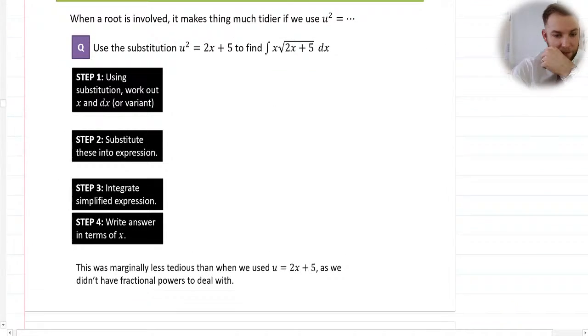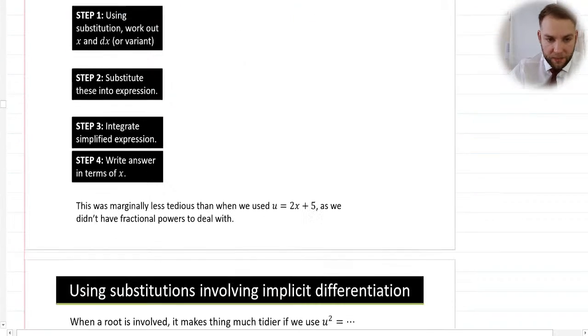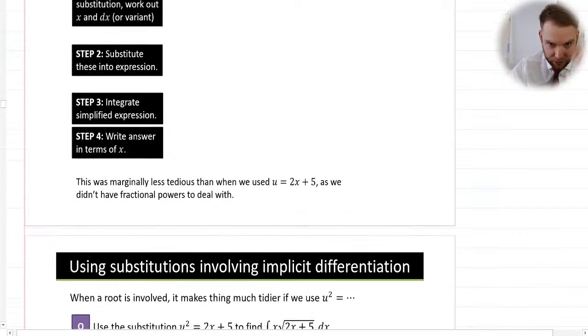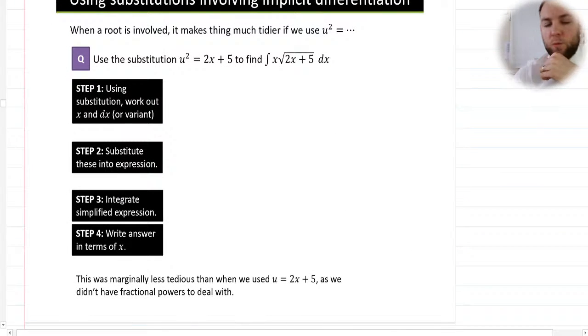So we've got one more to have a little go at. I think you probably could do this yourself now. However, I'm not going to ask you to do that just yet. I am going to go through this one as well, and then there's a question for you to have a little go at yourself. Okay, so this now is different because it's a different substitution and it's using implicit differentiation.